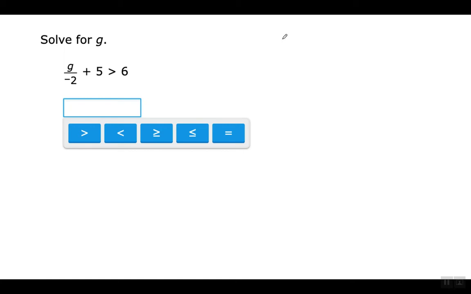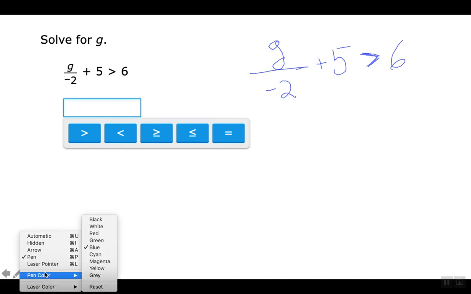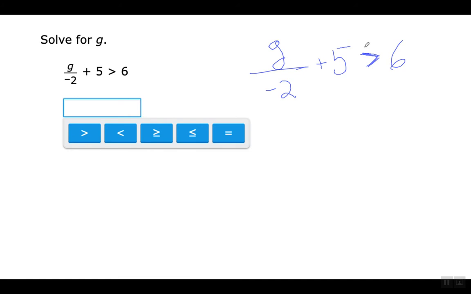So g divided by negative 2 plus 5 is greater than 6. I want to get g by itself. The number that's with the variable, I'm going to move last. The first thing I'm going to move is the plus 5. And I'm going to move it by doing the opposite of adding 5, which is subtracting 5 from both sides of the inequality. Alright, so 5 minus 5 is 0, so this canceled out. And over here, 6 minus 5 is 1. So I got that.